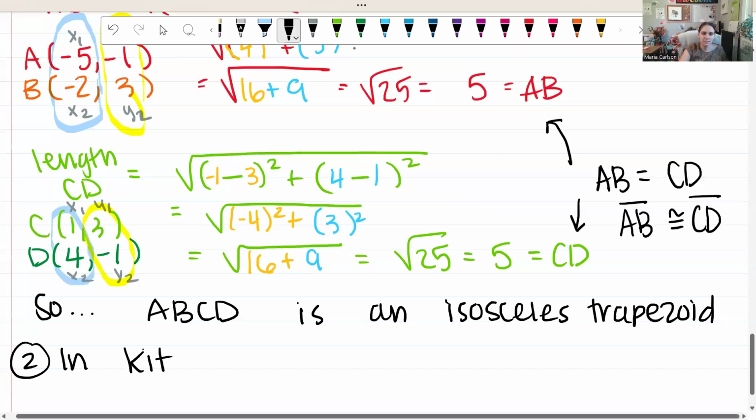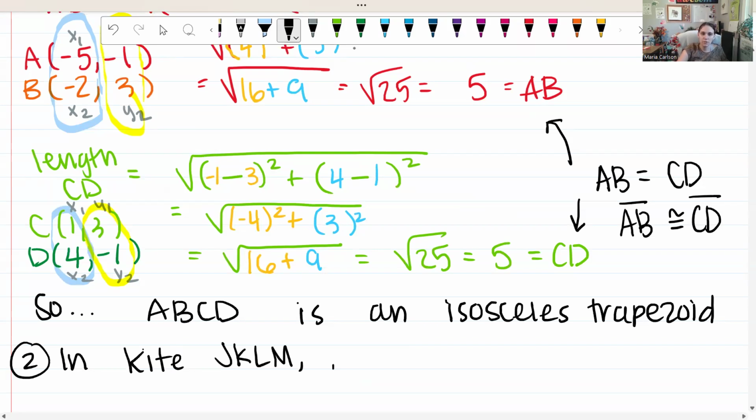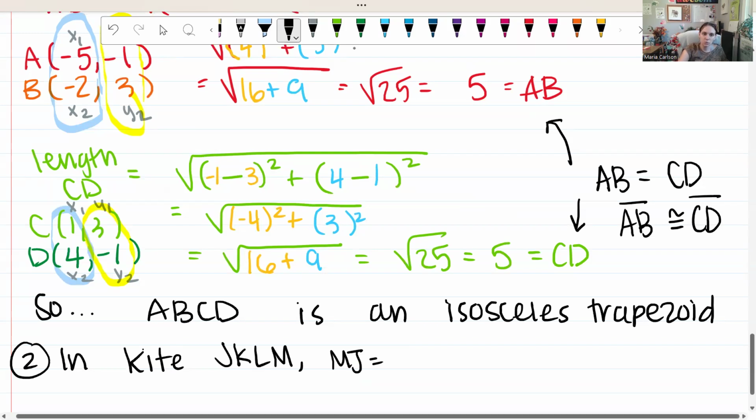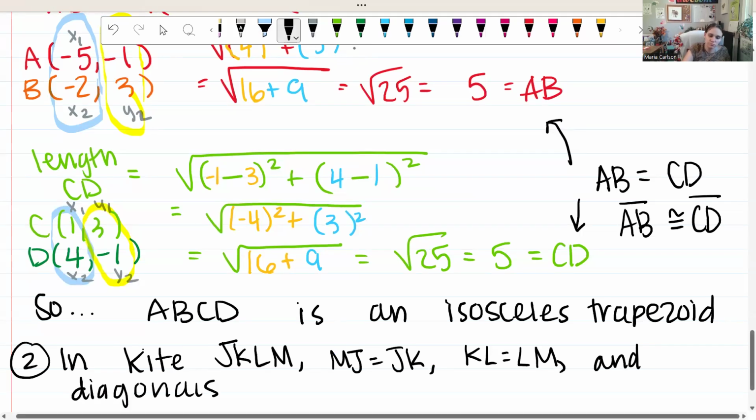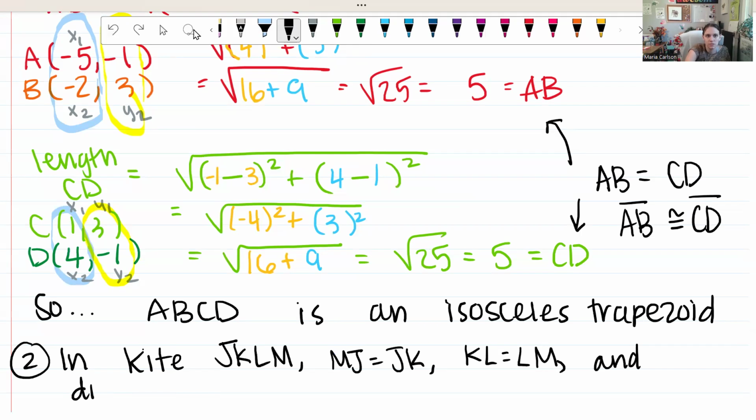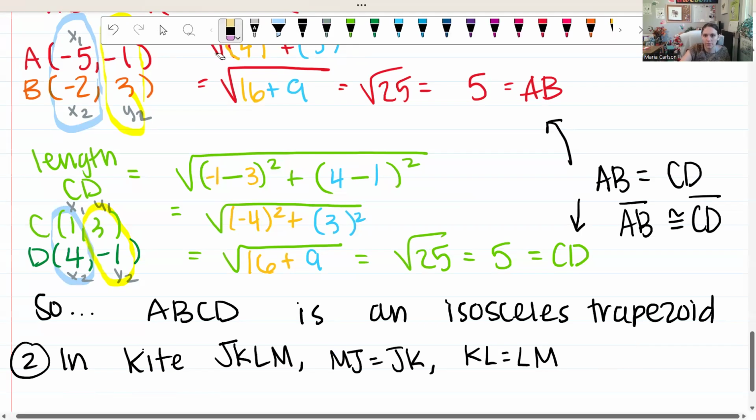In kite JKLM, MJ is equal to JK, KL is equal to LM, and diagonals... oh, I messed that up. There's supposed to be a period after the JK, or sorry, KL equals LM.